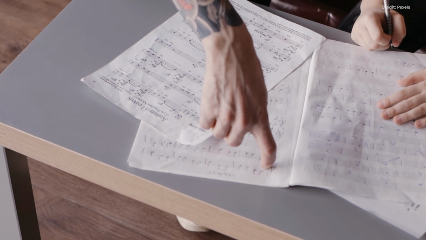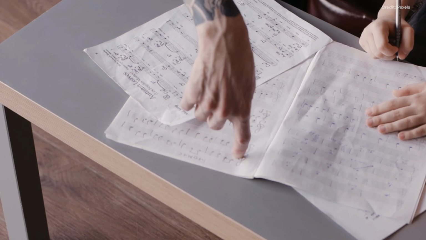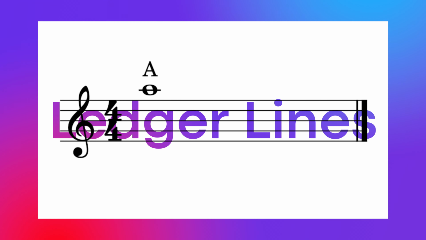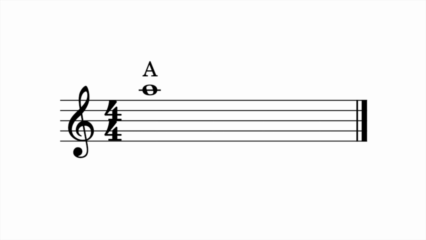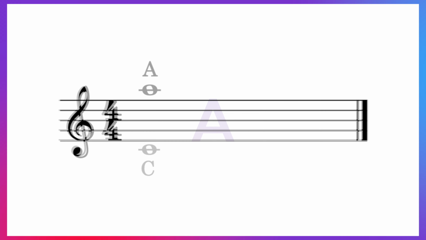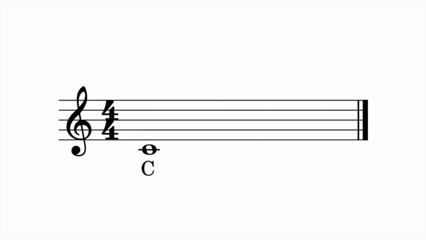But what about the notes that fall outside of the staff? We can use ledger lines to extend the staff higher or lower and add more notes. For example, if we add a ledger line above the staff, the note would be A. And if we add a ledger line below the staff, the note would be C.